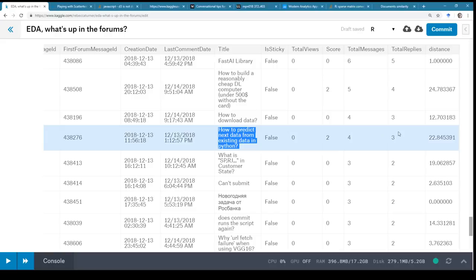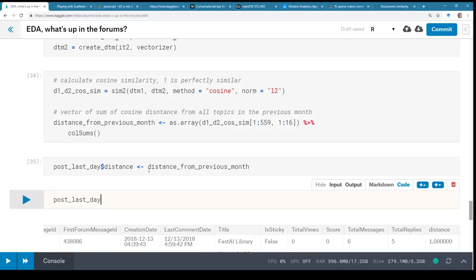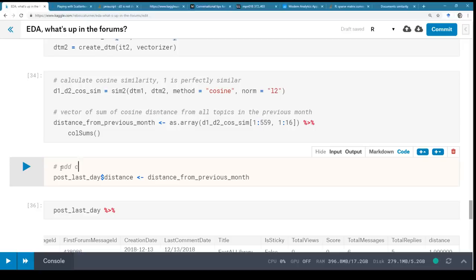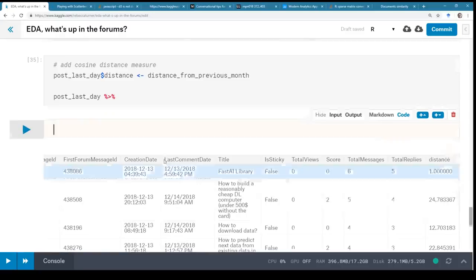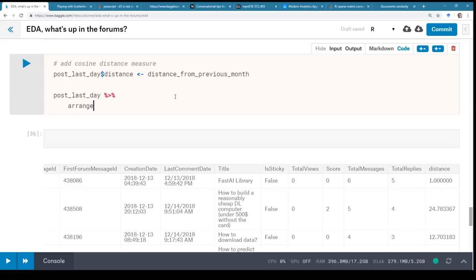So I'm going to sign distance measure. So I think that works. And I think that is actually what I'm more interested in rather than a topic modeling approach. And I'm just going to really quickly arrange. No, I do want it ascending rather than descending based on distance. And then I'm going to look at head 5.